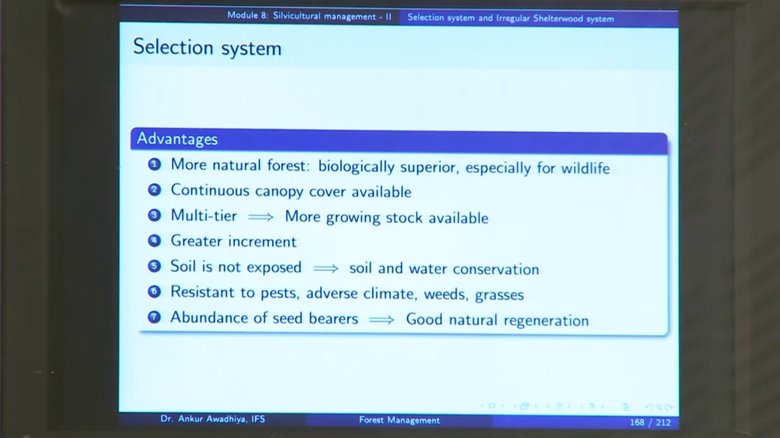and in that case you have more growing stock that becomes available. At the same time, even if you consider a single species, because you are having trees at different heights, you have some young trees that are of a less height, you have some old trees that are of a greater height. So, all different tiers in a vertical structural arrangement of a forest are there, and so more growing stock becomes available. There is a greater increment that is put up by the plants.